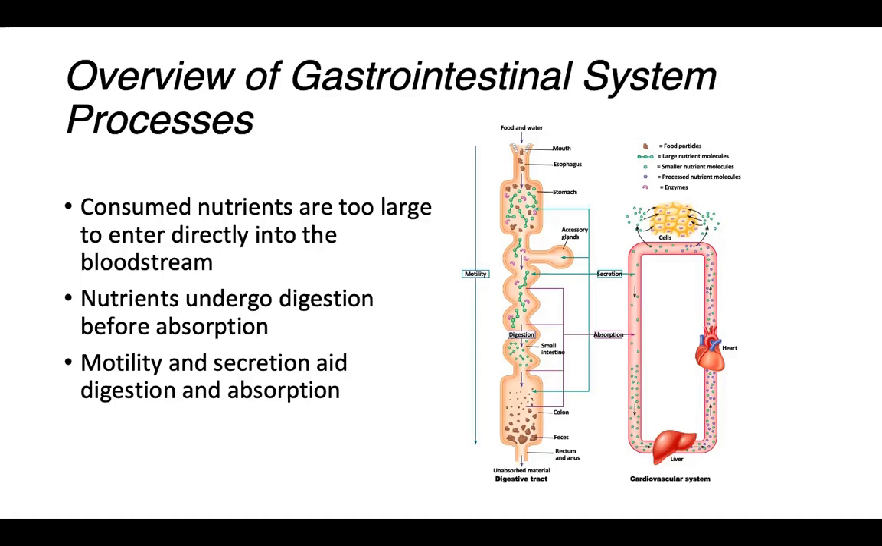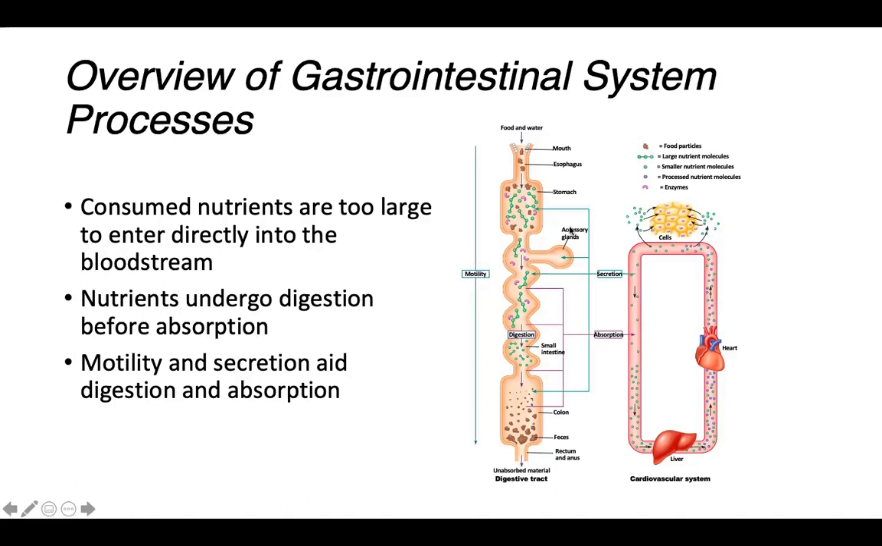If we think about the GI system as being this hollow muscular tube, we need some movement to move things down that tube, but we also need lubrication. We need secretion, which is moving mucus and fluids through the tract as well in order for those things to move through smoothly. So motility and secretion help to aid with moving things through the tract so that they can be broken down and absorbed.